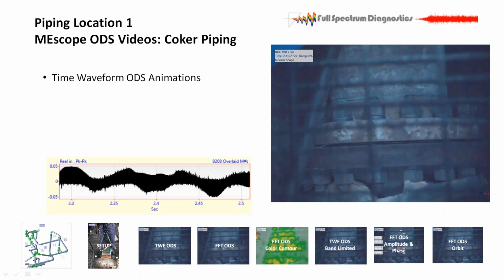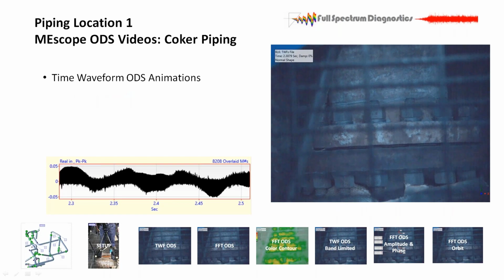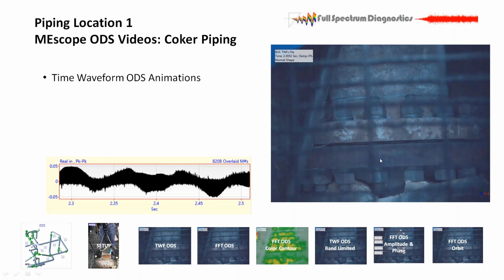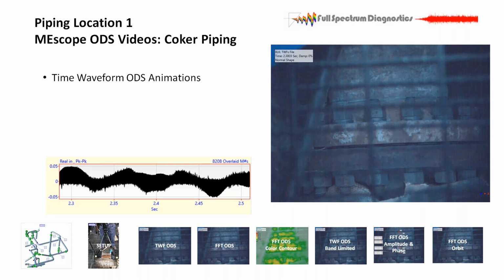This is the time waveform ODS. This is the raw data. I've zoomed in on it a little bit so that you can see there is motion in there, but it looks like noise if you look at the broadband, all 8 seconds of this. But there is a little wave to it, and that's what we're seeing here. So there's a benefit in processing this data and looking at it in the time domain.